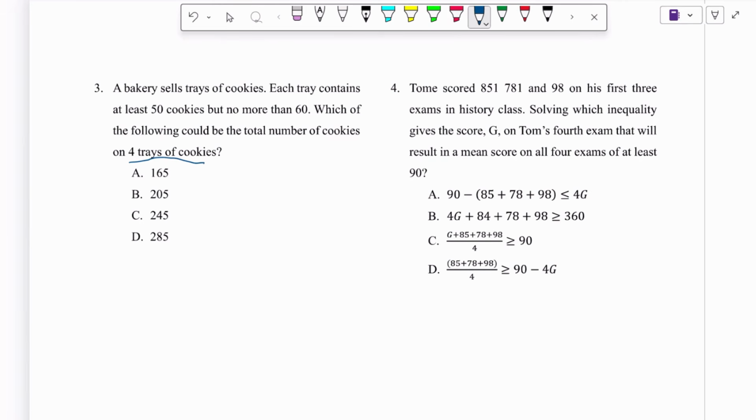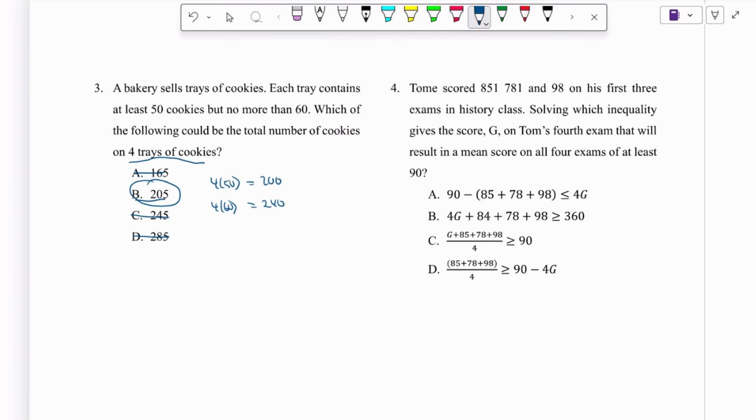So what I like to say is we have to do the low bound first. If I take 4 times 50, that gives me 200. I take 4 times 60, that gives me 240. So my cookies have to be somewhere between 200 and 240. Well, it's not going to be answer choice A. B works, C doesn't work, and D doesn't work. It has to be answer choice B.